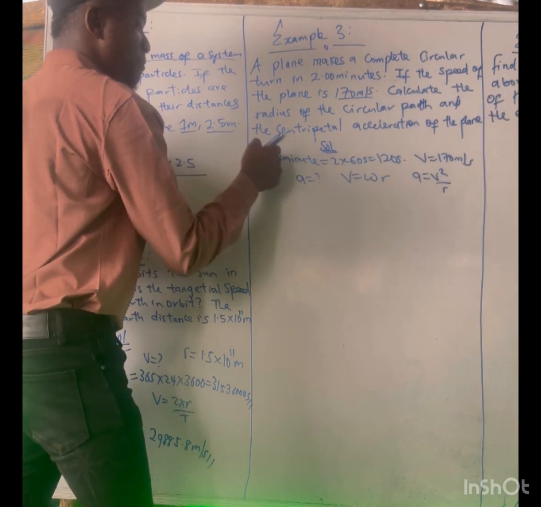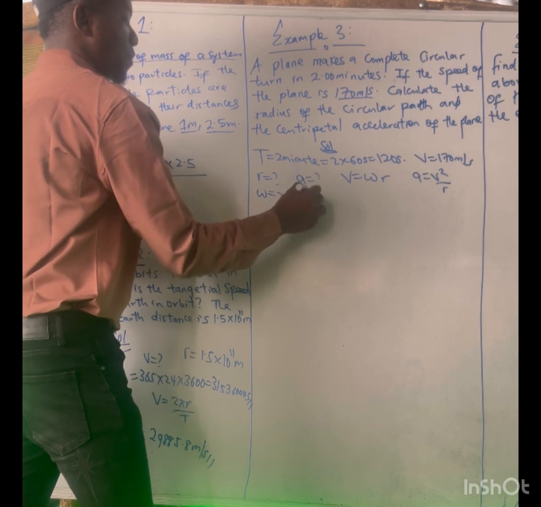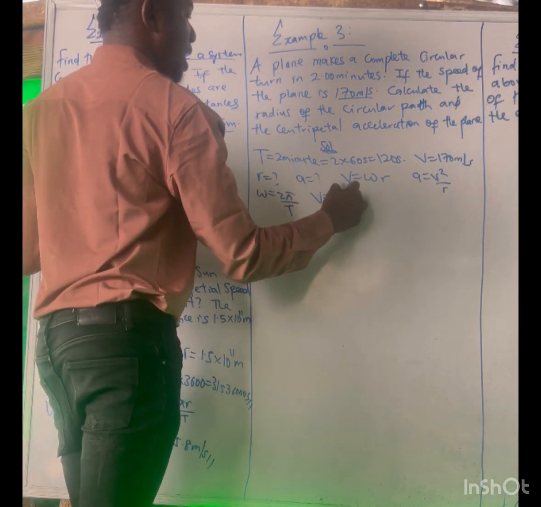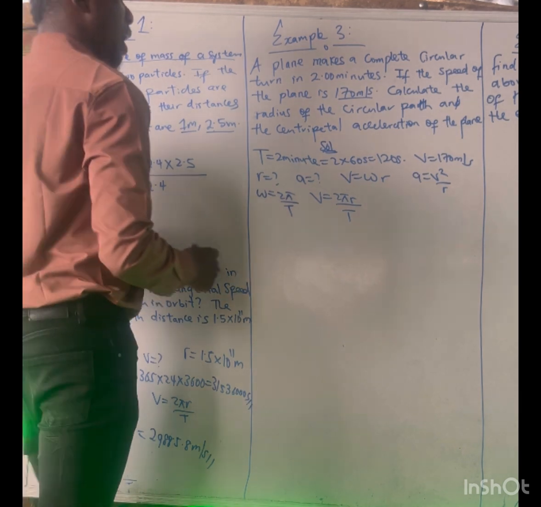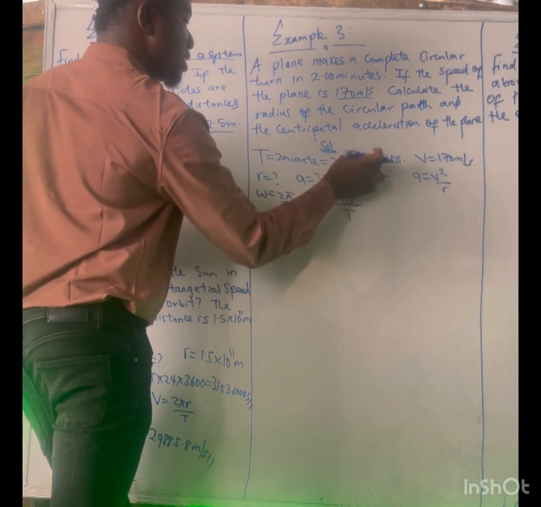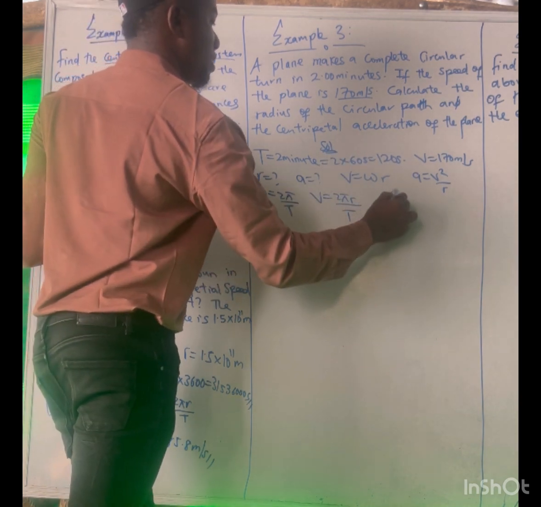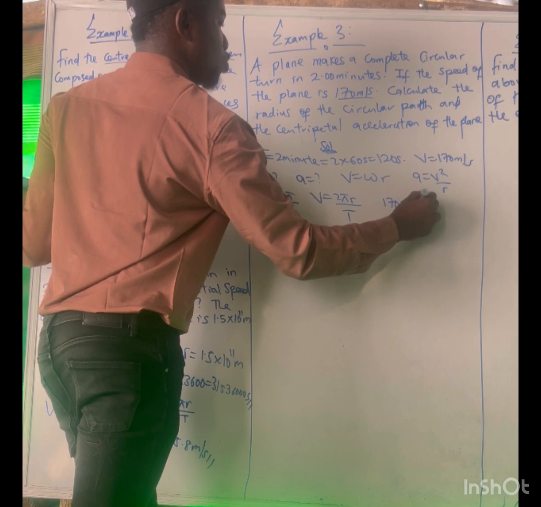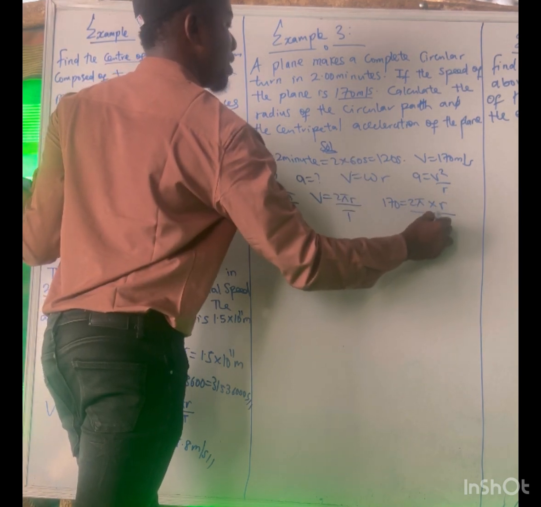Remember that if period T is given, omega is equal to 2 pi over T. Then my V turns to 2 pi R over T. That's the formula I'm going to use. So my V is 170, my R is what I'm looking for, my T is 120 seconds. So I can just substitute the parameters. My V, 170, equals 2 pi times R all over my T, 120.